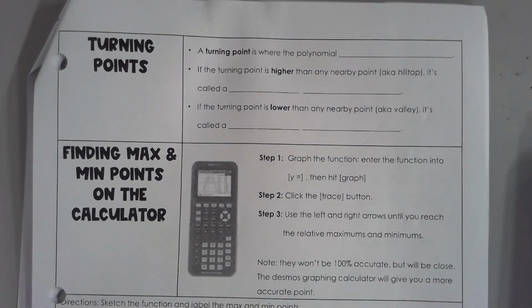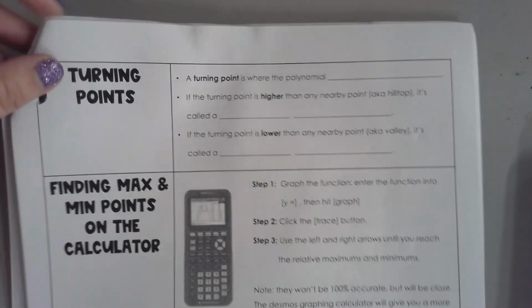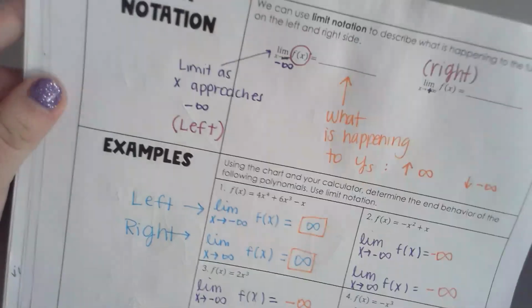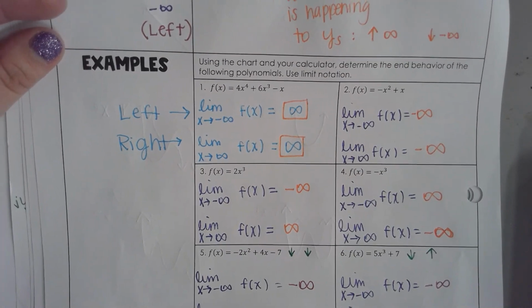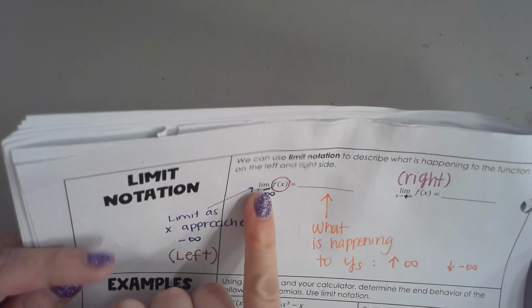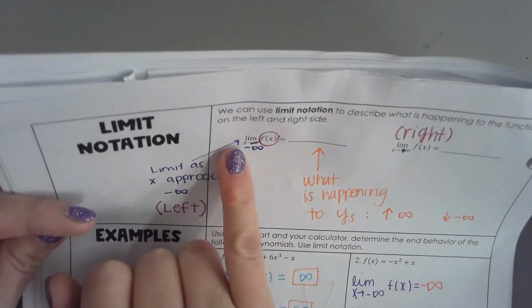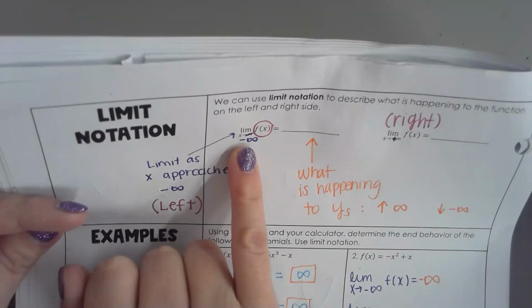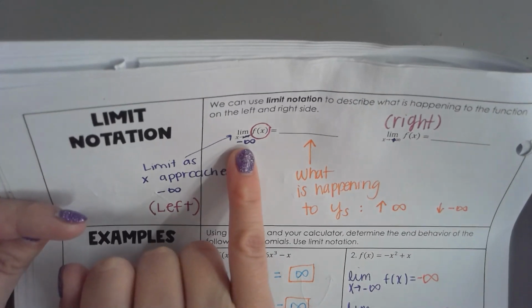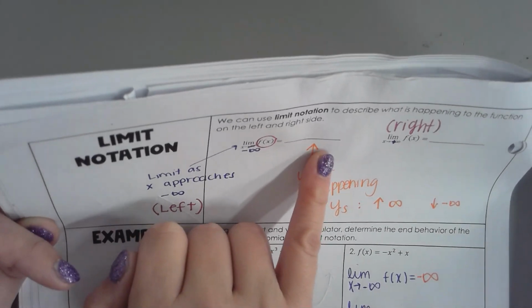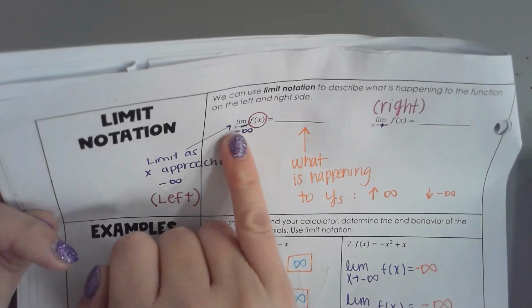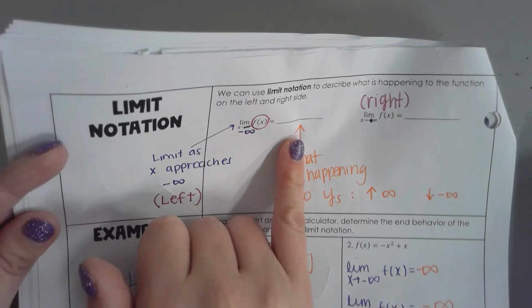Yesterday we talked about end behavior. So basically the directions that the arrows were pointing. And we use this fancy notation for describing that. We use limit notation. All that means is you're going to have this notation. When you see x approaches negative infinity, we know that means it goes to the left. What's happening to the y's? If the arrow points up, you put an infinity. If the arrow points down, you put a negative infinity.